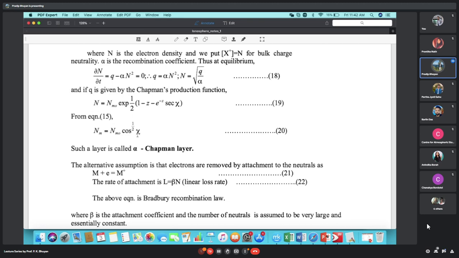In case of alpha, it is direct recombination. In case of beta, it is not between two charged particles, but between a charged particle and a neutral, so one charged particle makes another charged particle. So the beta layer will be defined from the alpha layer, where recombination takes place, and when recombination takes place, you get neutrals. But here, neutrals are converted. So this beta layer, in terms of ionization, will be different compared to the alpha layer.